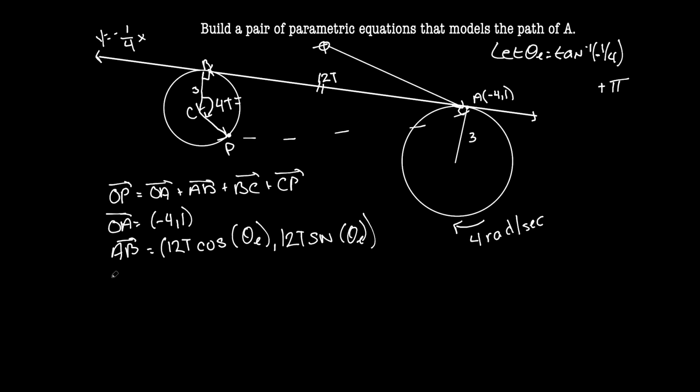Now let's look at BC. So we have its magnitude, 3, nice and simple, so cosine. So we're going to have our previous angle, theta L, and we're going to subtract pi over 2 since we're underneath the line. And same situation, but for sine.